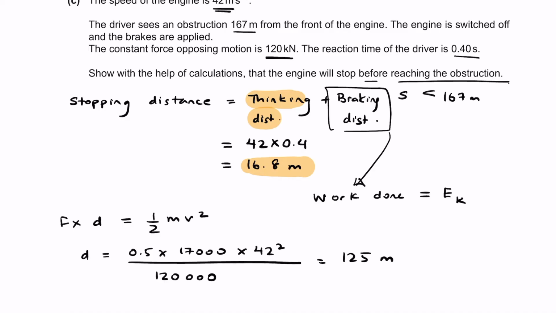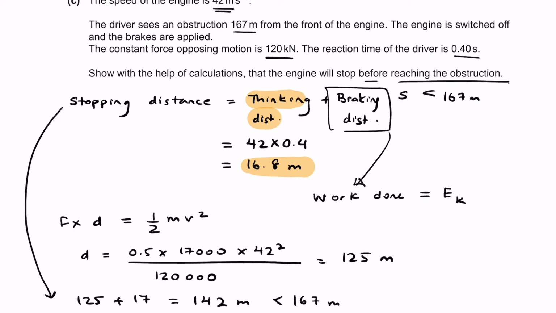It ends up giving me a value of 125 meters. And so if we put them together, the stopping distance is going to be equal to 125 plus, let's say 17, and that is 142 meters, which is less than 167 meters. So yes, it will slow down and stop before reaching the obstruction. Cool. Right, let's move on to our next question.